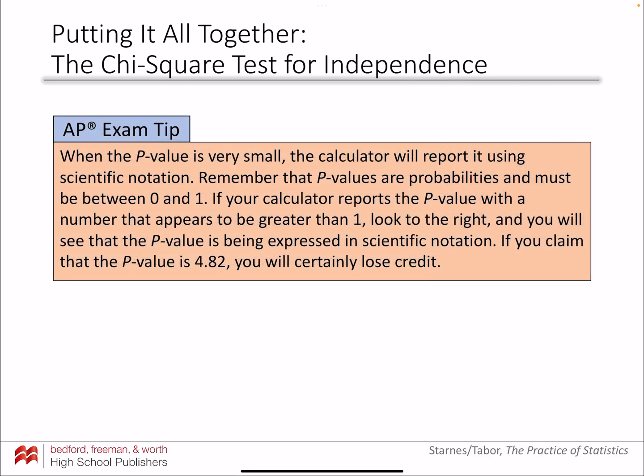Okay. So just another reminder about p-values. Your p-value is a probability, so it's going to be a number between 0 and 1, right? Or like 0 and 100%. So if you see like 1.25 on the calculator, it'll be like e to the negative whatever, so it's really scientific notation.